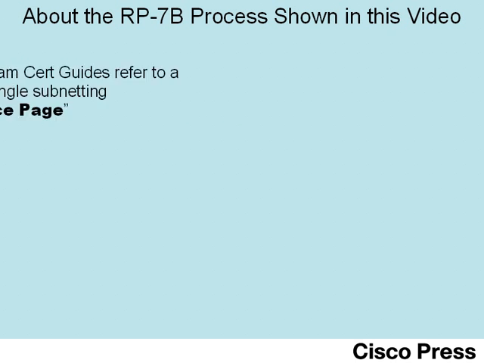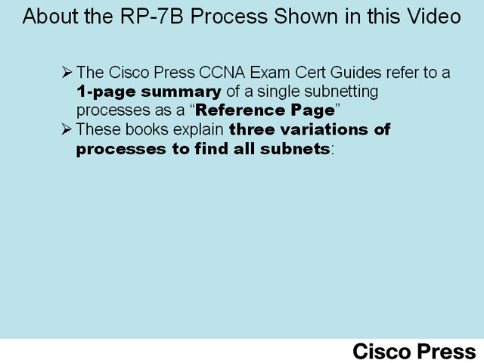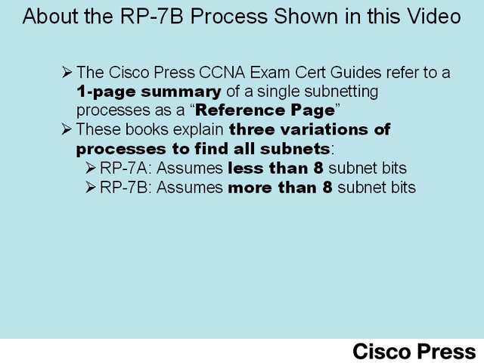The Cisco Press CCNA exam certification guides, as well as some other Cisco Press resources, refer to a one-page summary of any single subnetting process as a reference page. The books explain 3 different variations of processes that can be used to find all subnets of a classful network. For example, reference page 7a is a process that shows how to find all subnets of a network assuming less than 8 subnet bits. RP7b assumes more than 8 subnet bits.